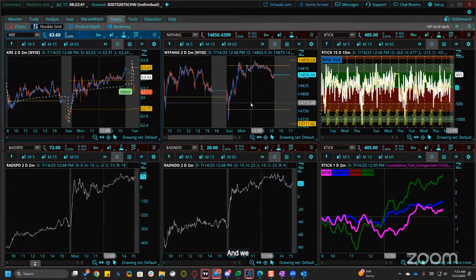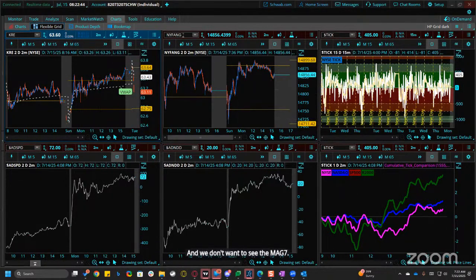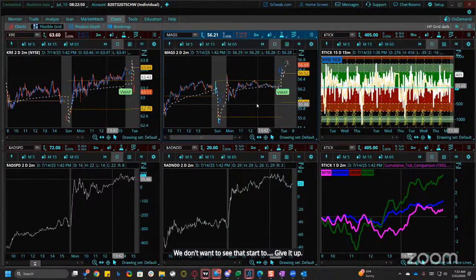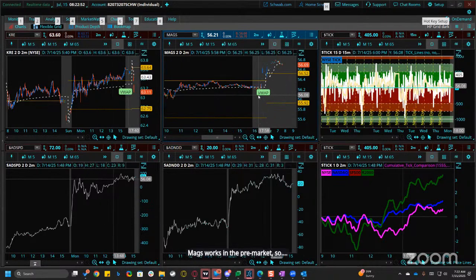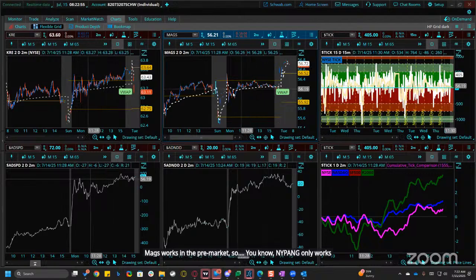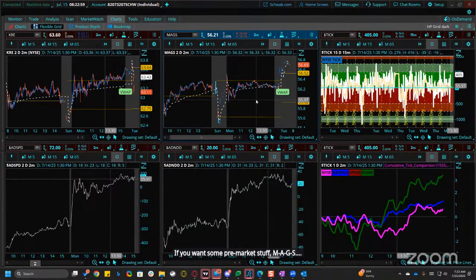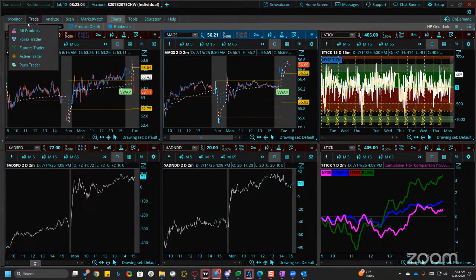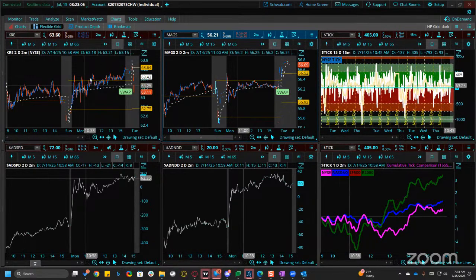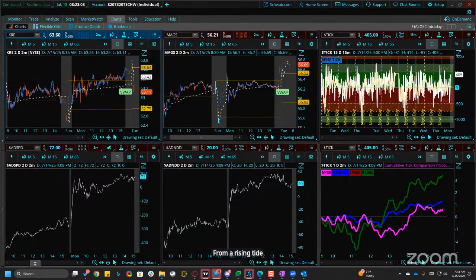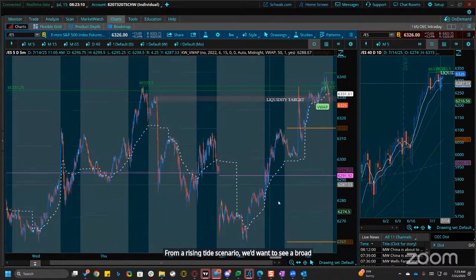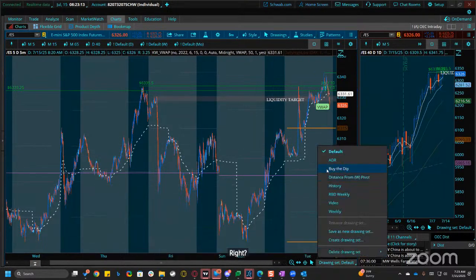And we don't want to see the Mag 7 or the NY Fang, is what I've got here, start to give it up. MAGS works in the pre-market, so NY Fang only works from 9:30 to 4. If you want some pre-market stuff, MAGS does a good job. From a rising tide scenario, we'd want to see broad market participation, right? That would be the plan.